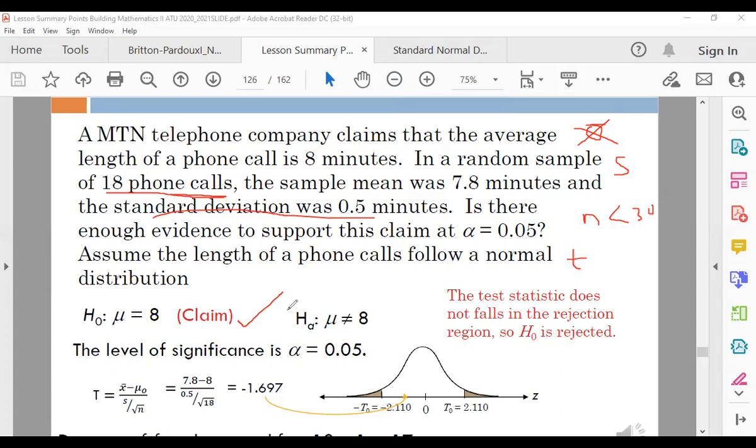Step 1, which is state your claim. Step 2, which is alpha. Then step 3 will be T, which is the same formula. Once we calculate it, here we have negative 1.6769697. Okay, good. Then what's next? We have to determine our critical values. So to do that, let's go to the board. N is 18.